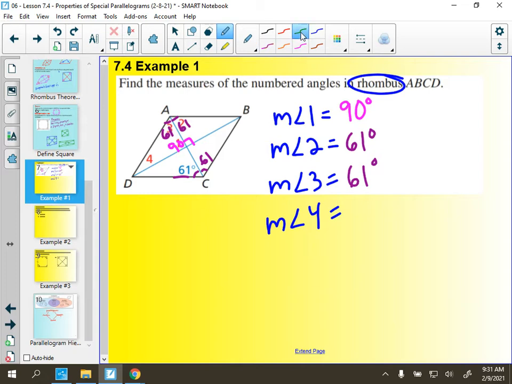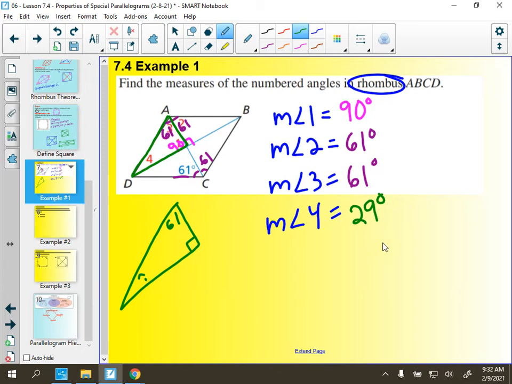We are looking for angle 4. Don't forget properties from previous lessons and chapters: if I blow up that triangle right there, I've got a triangle with 90, 61, and we're looking for this one over here. So 180 minus 90 minus 61, what do we end up with? 29. I don't have a calculator in front of me, but I think that works out to 29 degrees. That one came not from a property of a rhombus. I applied those to get the 90 and the 61, but angle 4 just came from old-school triangle interior angles adding up to 180 degrees. So that one's a little bit different.